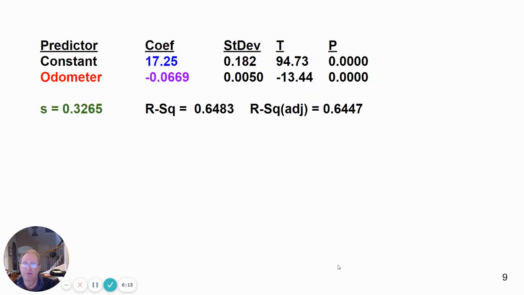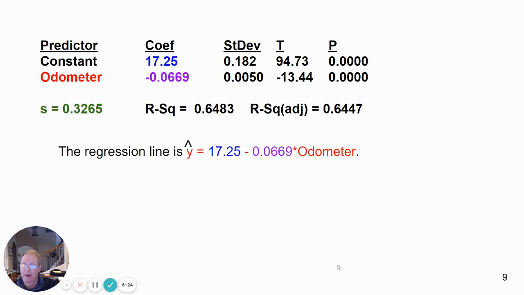So this is what computer outputs look like when you do a regression analysis. It will give you the predictors and their coefficients. So we're going to talk about that here. One of the things we can ask you to do is to write the equation for the regression line. So with this data, I would say that the regression line is y hat is equal to my intercept term, that is 17.25, minus 0.0669, that's my slope coefficient, times my explanatory variable, odometer. So that's how you would write the equation with this data right here.